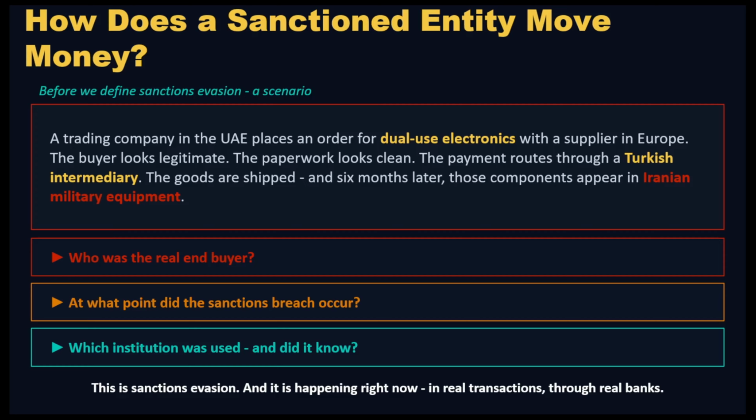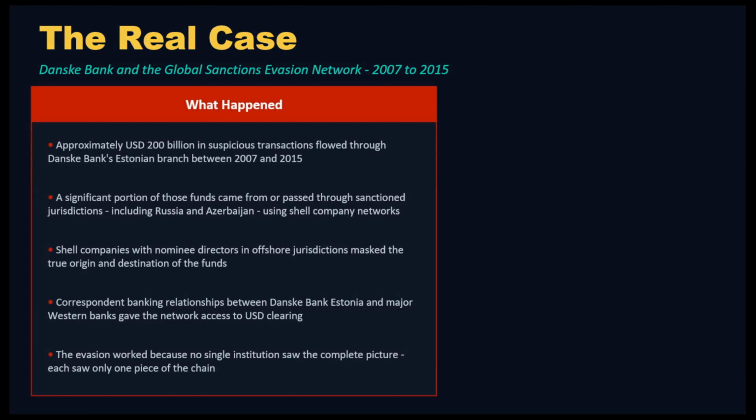The Danske Bank scandal is one of the most documented examples I can remember easily. It shows how sanctions-related funds moved through the Western financial system using correspondent bank infrastructure. Between roughly 2007 and 2015, approximately 200 billion in suspicious transactions flowed through a single branch of Danske Bank in Estonia. A significant portion involved funds from or connected to sanctions jurisdictions, routed through networks of shell companies with nominee directors in offshore locations.